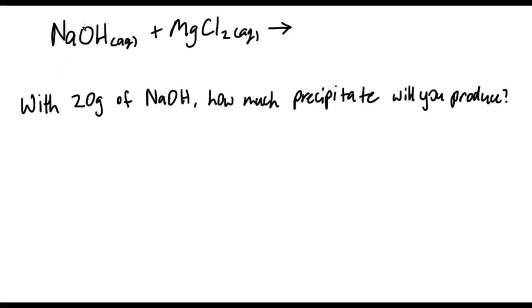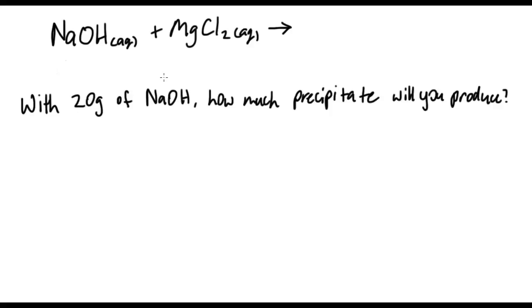In this particular equation here we have sodium hydroxide. You add it to magnesium chloride, and they're both aqueous, so they're both dissolved in water. That's what the aqueous means. We need to find out what is actually produced and how much of it is produced.